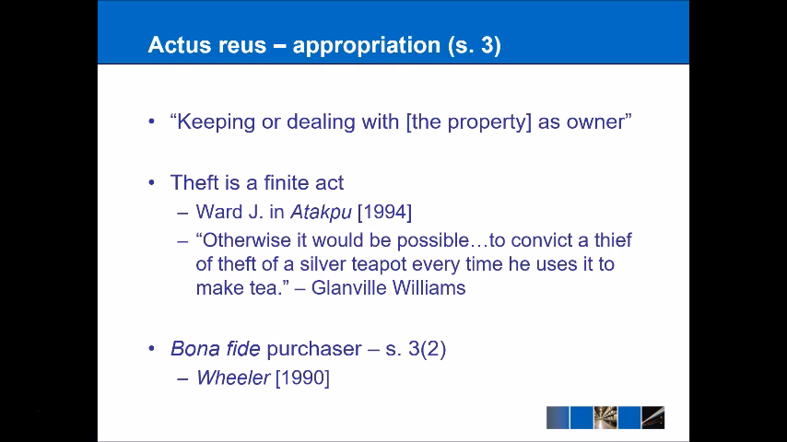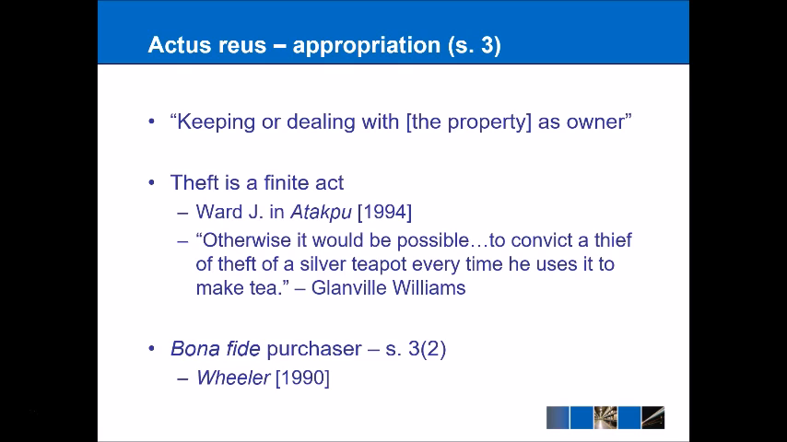And this is really important. Glanville Williams puts it really well in a journal article from 1978. He says, otherwise it would be possible to convict a thief of theft of a silver teapot every time he uses it to make tea. So if you were convicting someone every time they acted as if they were the owner rather than every time they appropriated something, it would create a sort of ridiculous area of the law where a person could be convicted of theft several times for only stealing one thing.